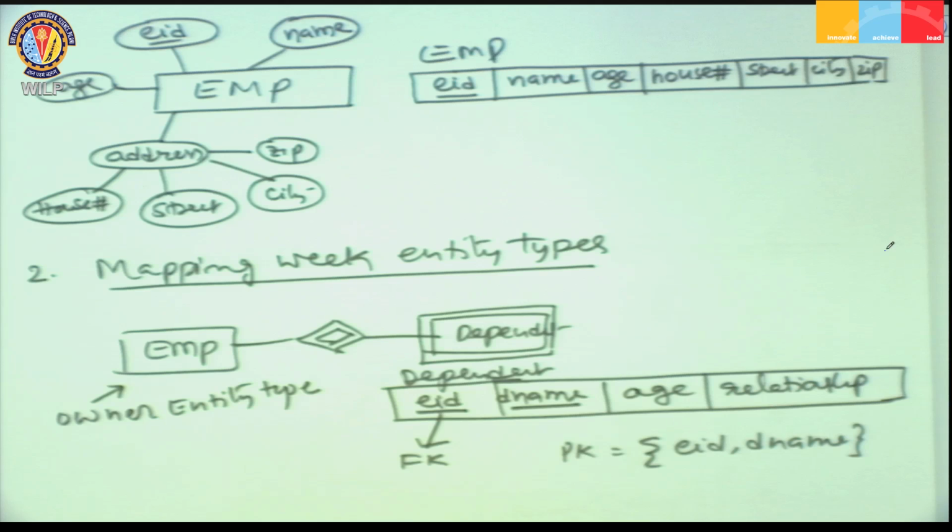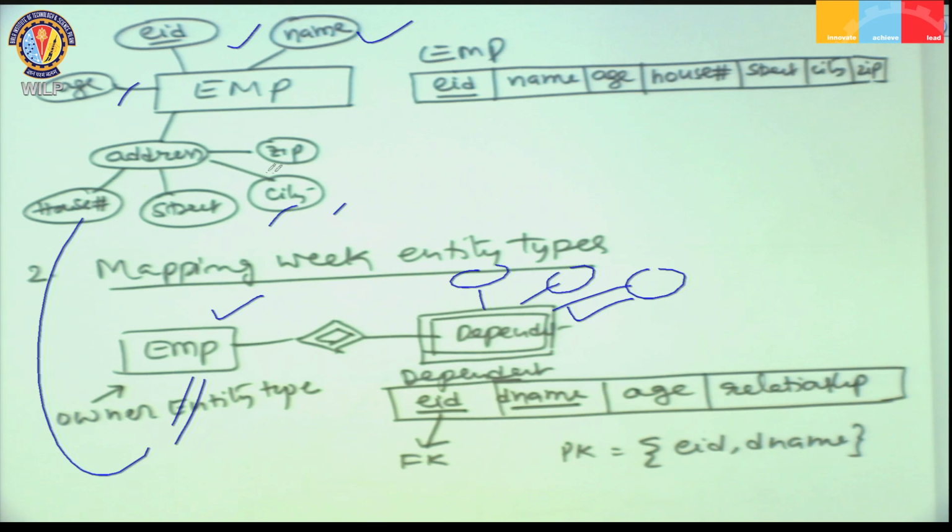For example, now let us assume that we have a relationship between the employee regular entity and then the dependent weak entity. The dependent weak entity has attributes like dependent name, age, and then relationship with the employee. The employee regular entity has the attributes given here: name, employee ID, age, and so forth. This regular entity we have mapped into the relation which is shown here, and then how to map this weak entity dependent?